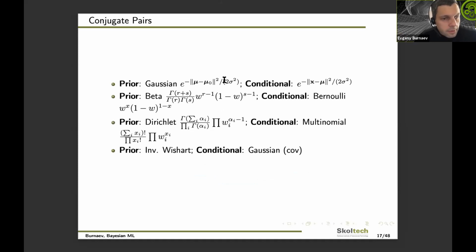Another example: if the prior distribution is Gaussian and the conditional is Gaussian, the posterior will also be Gaussian. If the prior is beta and the likelihood is Bernoulli, then the posterior will also be beta. Dirichlet and multinomial, we also get Dirichlet. If we consider an inverse Wishart distribution as a prior on, say, a covariance matrix, and we consider a Gaussian distribution as likelihood, again as a posterior on the covariance matrix, we get the inverse Wishart distribution.